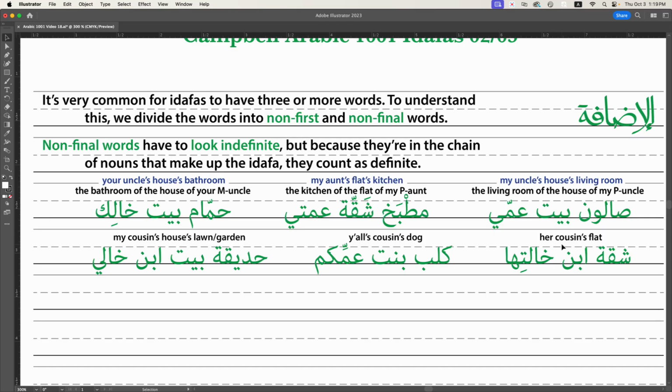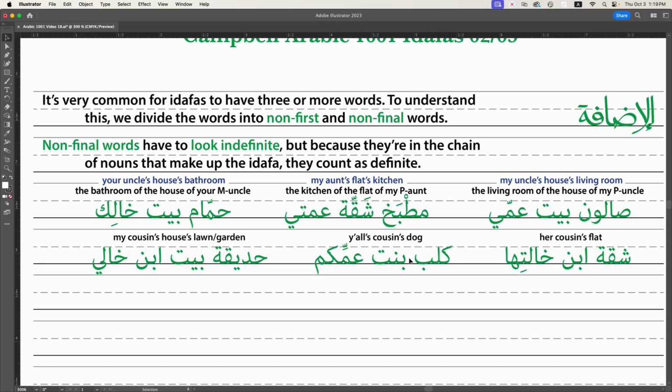Because culturally, especially in traditional culture, these things really matter. So you might have a cousin and you might have to sit down and figure out, okay, how exactly are they related to me, before you figure out what to call them in Arabic.